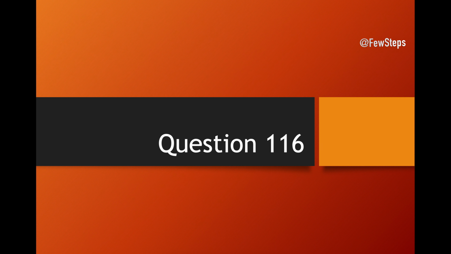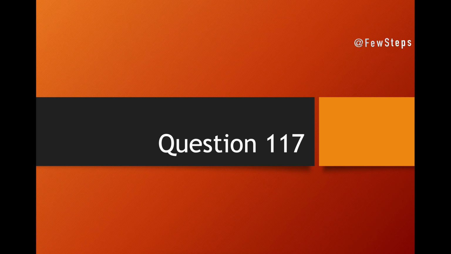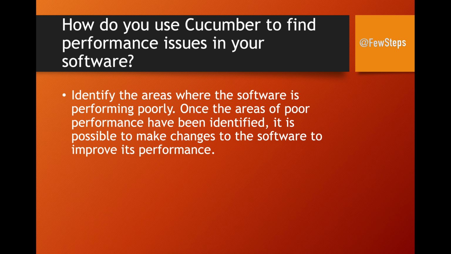Question 116. How do you use Cucumber to improve the performance of your software? Write feature files that exercise the software in a variety of ways. These feature files can then be executed by Cucumber to measure the performance of the software. Question 117. How do you use Cucumber to find performance issues in your software?